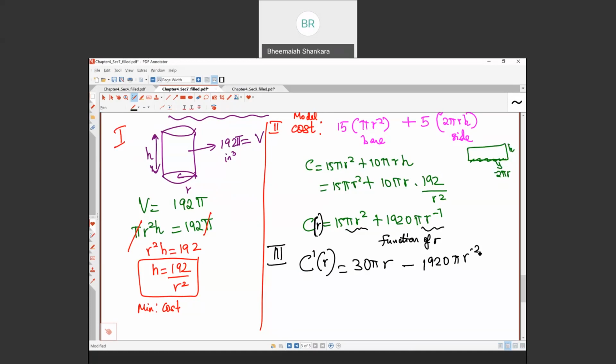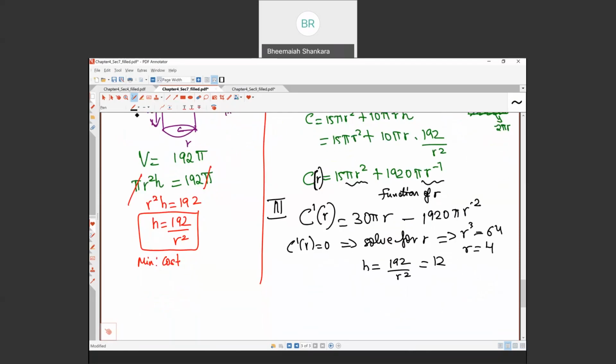Now you want to find the critical points by solving c prime of r equal to 0. So solve for r, simplify and check the r value. You get r cube equal to 64 after simplifying. So you can say r is 4. Now having found the r value, you can plug into the expression for h, which is 192 divided by r square. Simplify, you get 12. But still we are not done with the problem because you have not identified whether you have minimized or maximized the function.